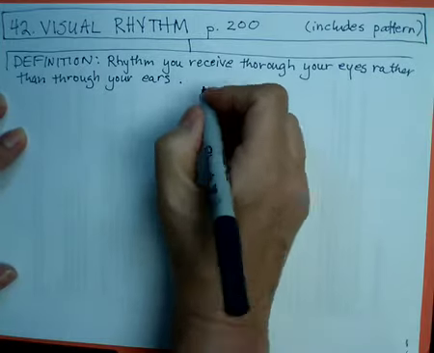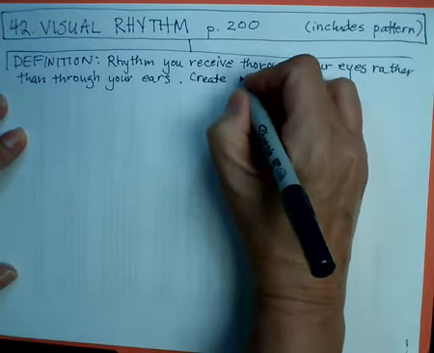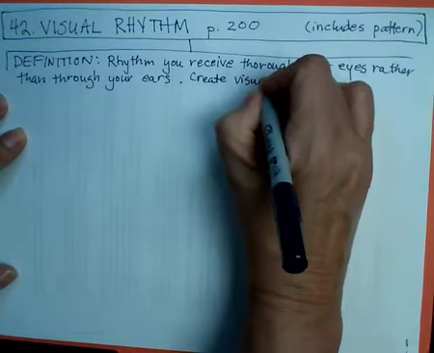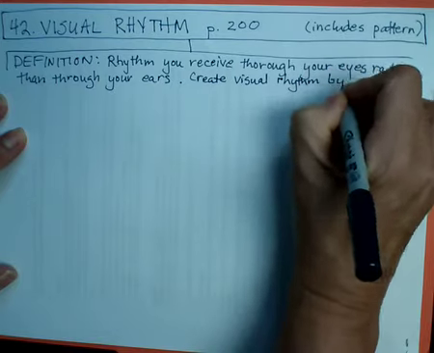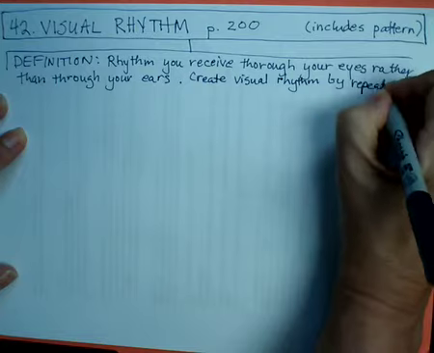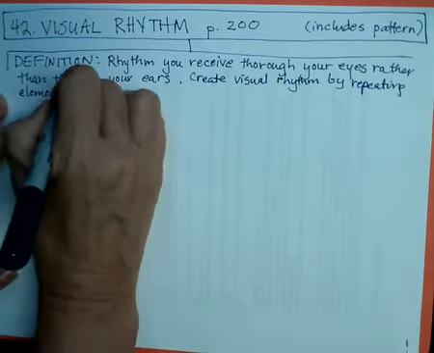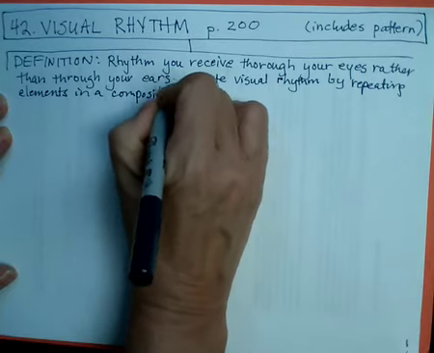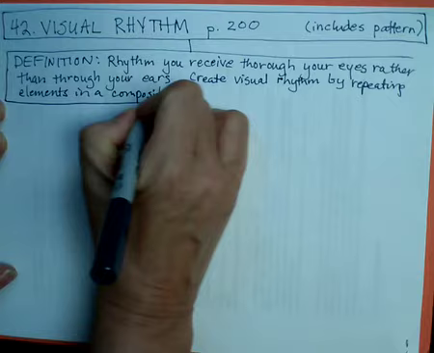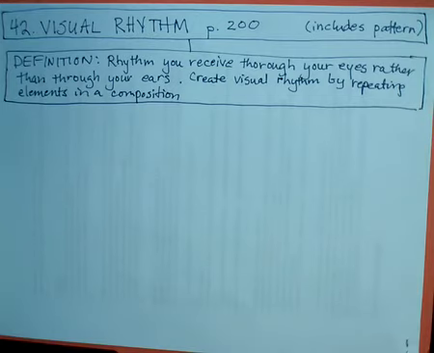Okay, so you create visual rhythm by repeating elements in a composition. Everybody got that down? Because I think the second part's not in your book.